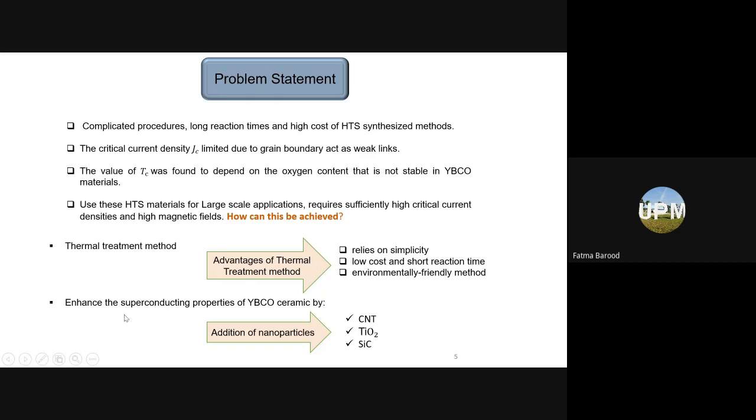So also the enhancement of superconducting properties of YBCO can be achieved by the addition or inclusion of nanoparticles. The addition of non-superconducting phases into YBCO can be a useful way for enhancing the flux pinning and improving the JC value.